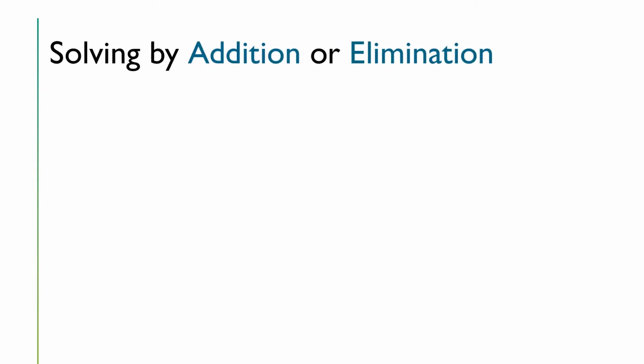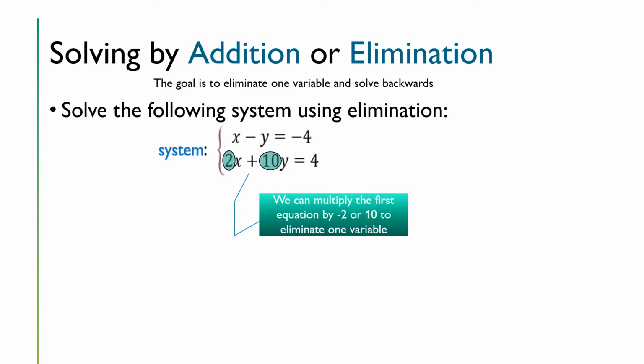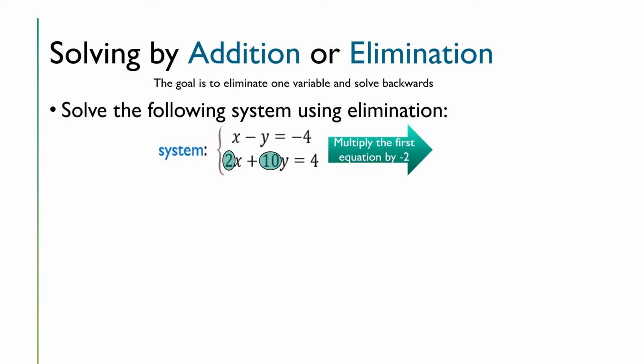We already checked before, but we solved it in a different way, by substitution. Solving by addition or elimination. The goal here is to eliminate one variable and solve backward. We have a system, and notice we can multiply the first equation by -2 or 10 to eliminate one variable. So I decided to multiply the first equation by -2.